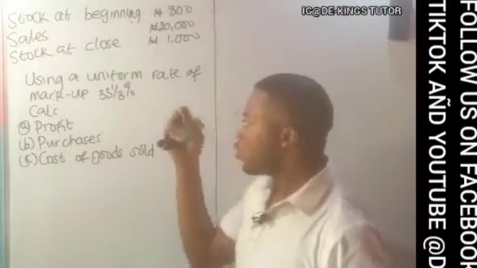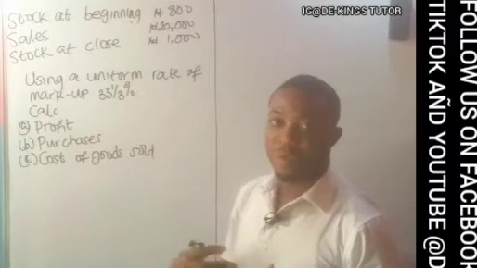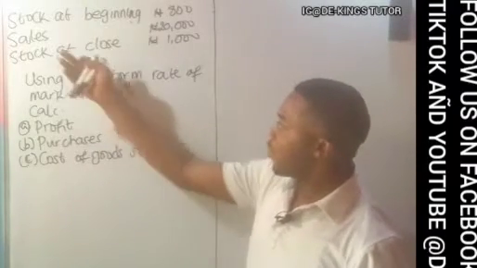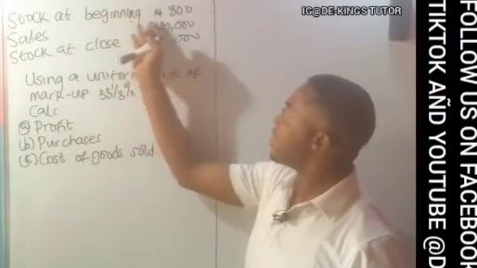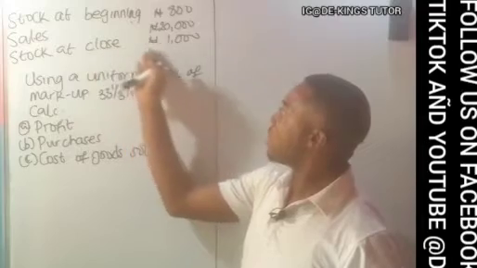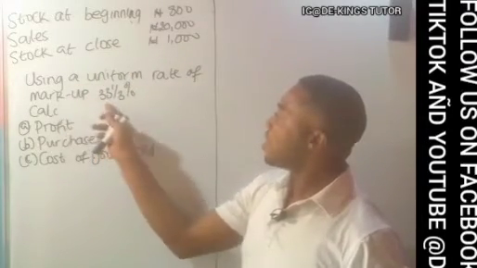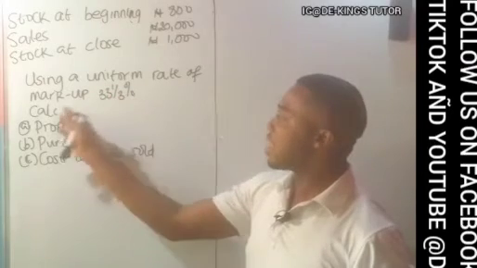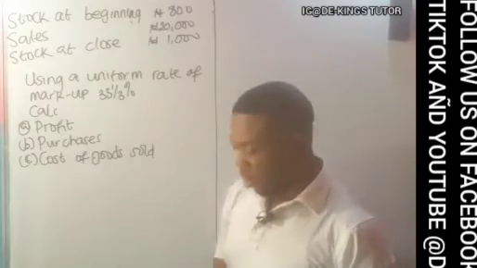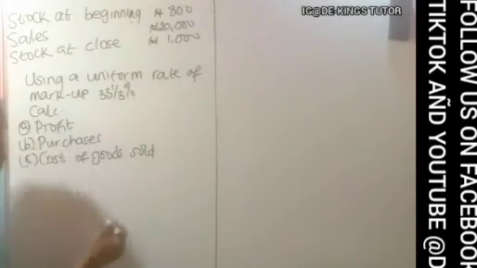Now we said we can use that to find the profit and to solve a trading profit or loss account. If we're given something like this: the stock at the beginning is 800, sales is 20,000, and stock at close is 1,000. Using a uniform rate of markup of 33 1/3%, calculate the profit, purchases, and cost of goods sold.